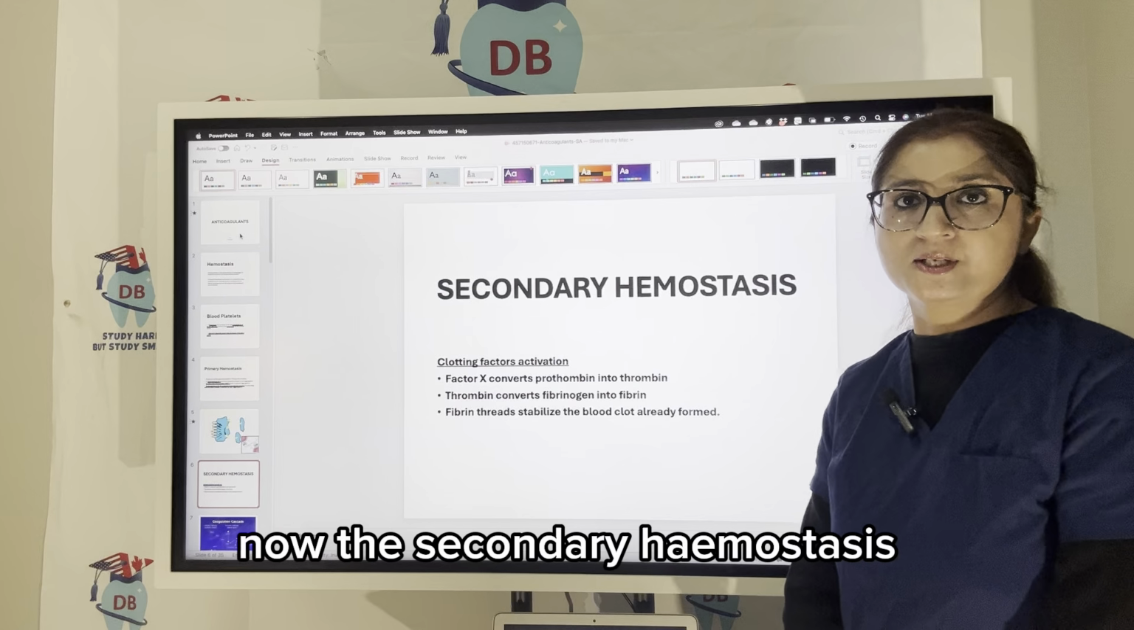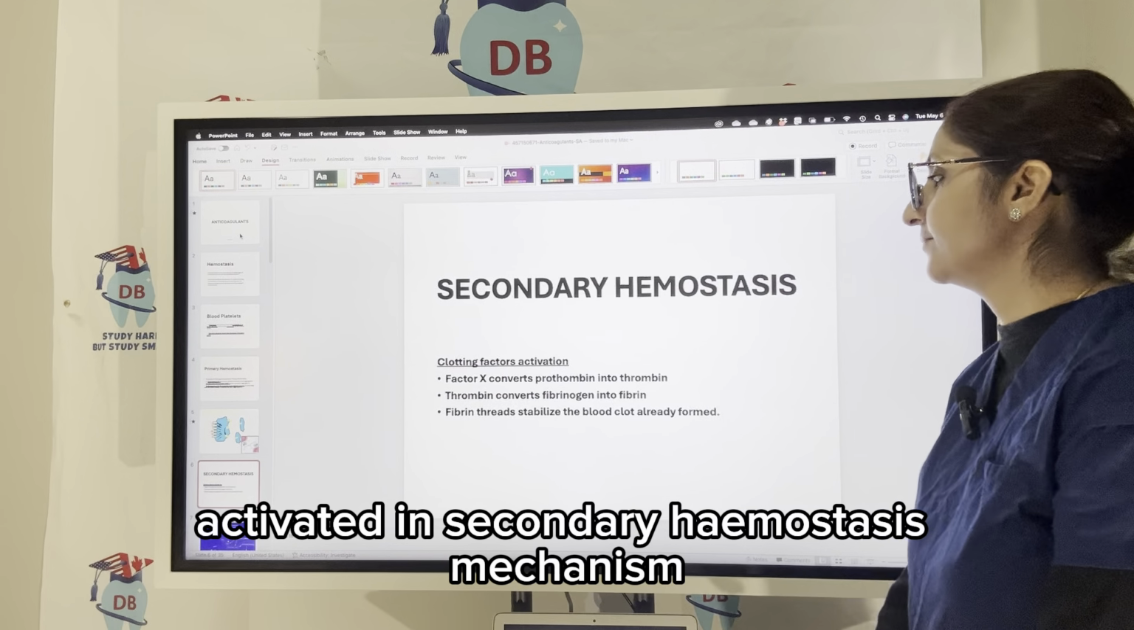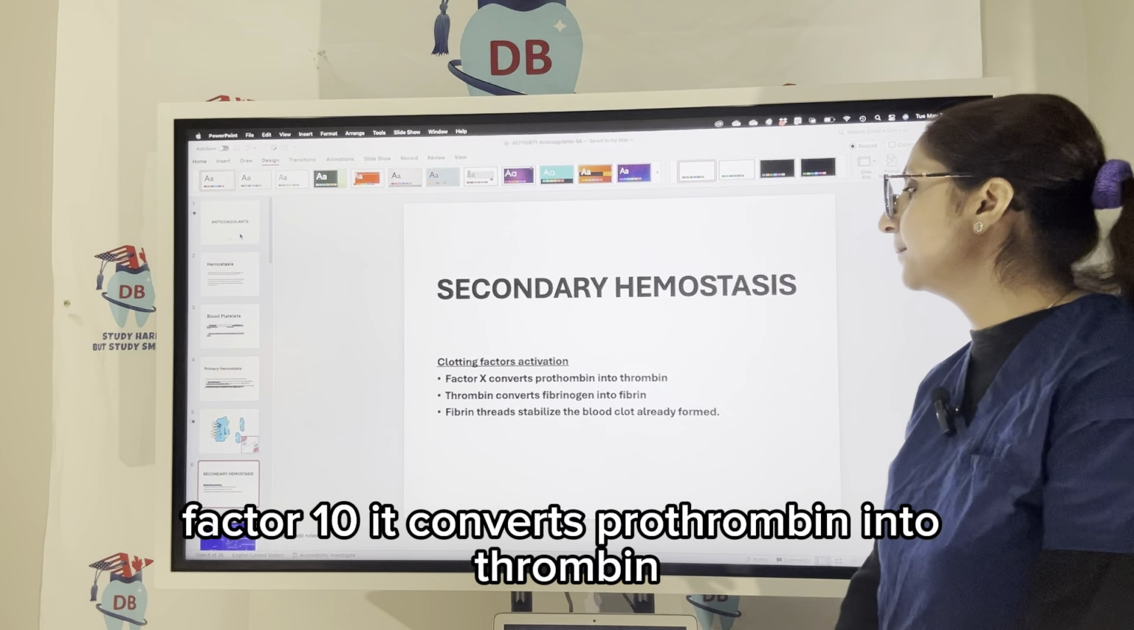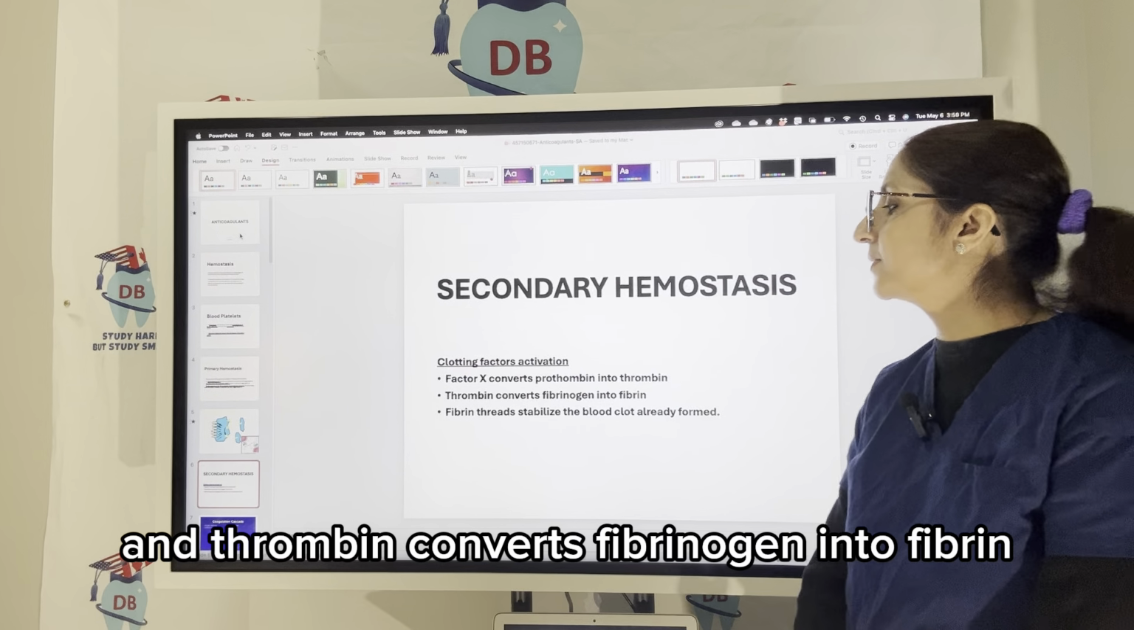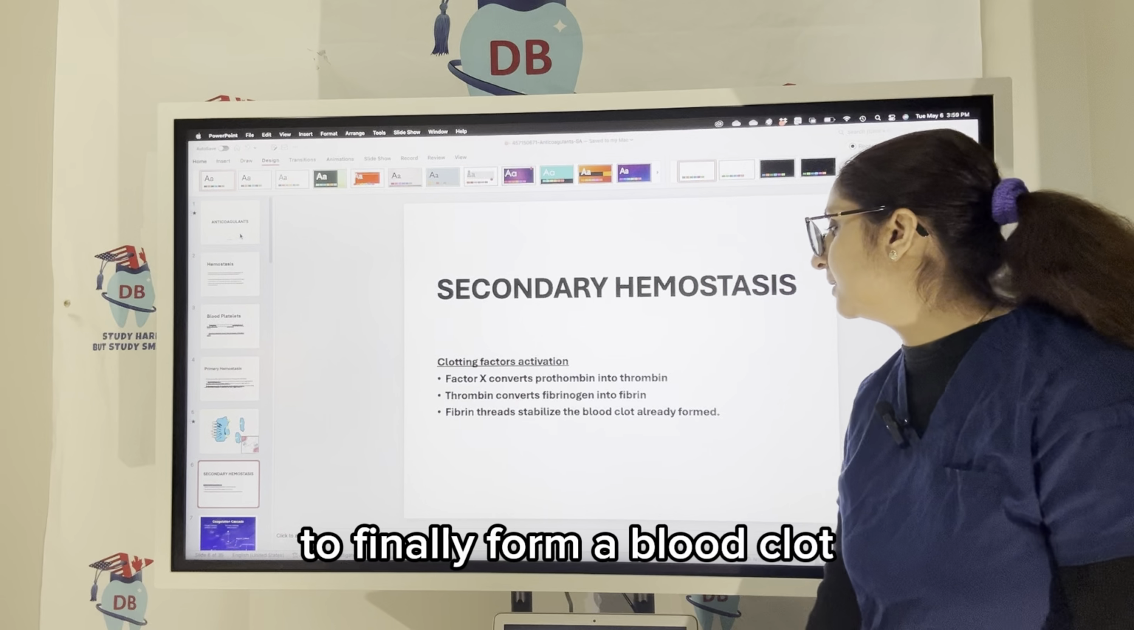Now the secondary hemostasis, the clotting factors activated in the secondary hemostasis mechanism. Factor 10 converts prothrombin into thrombin, and thrombin converts fibrinogen into fibrin, and fibrin entangles with the platelet to finally form a blood clot.